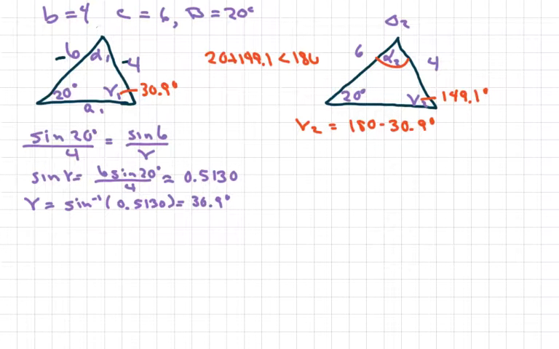Now, to get our alpha 1, all we're going to do is take 180 minus my 20 minus my 30.9 degrees, and that's going to yield 129.1 degrees. So that's there.